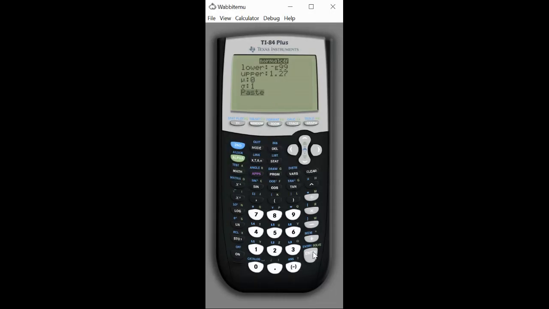So all I'm going to do is hit paste. And I've got this crazy number because I didn't change my mode, but we'll fix that right away. We'll go to mode and we'll say we don't want all those decimal places. I want to go to 4 places. Second one, quit out of this, hit enter again. And there's my answer, 0.8980, which agrees with the PowerPoint slide.